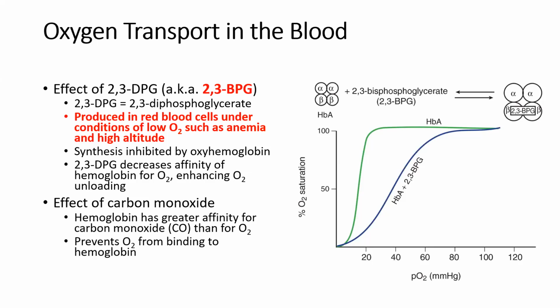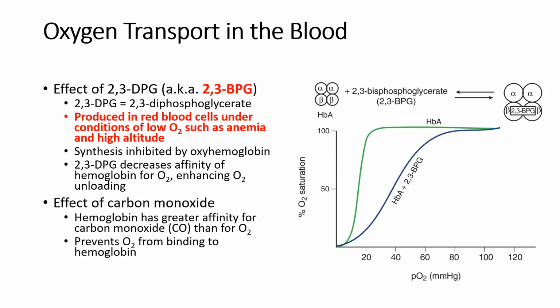So how is that going to shift our curve, left or right? If it decreases the affinity for hemoglobin and enhances the unloading or offloading of oxygen, right, makes it easier, how would that shift our curve? Just based upon what we just described. To the right, excellent, yes, I'm seeing that in the chat here. That would definitely shift our curve to the right.